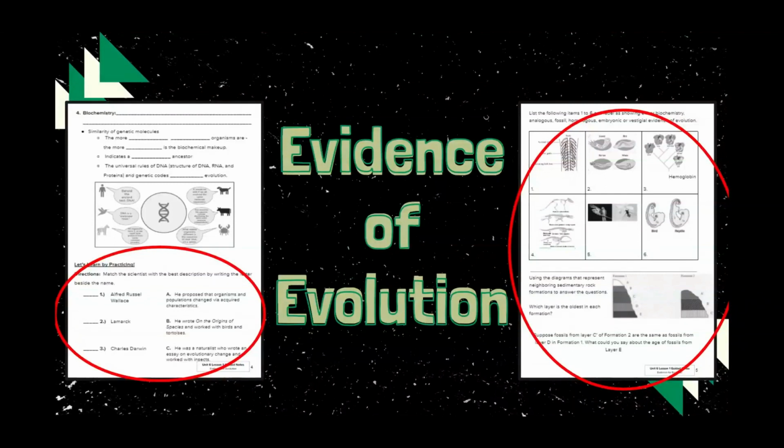We've finished our notes, but you are not quite done. You have your practice that you have to get done. The first part of the practice is going to be identifying the 3 different scientists and their descriptions that match. The second part is going to be utilizing that evidence of evolution to identify the images. And then you're also going to be looking at fossil records.